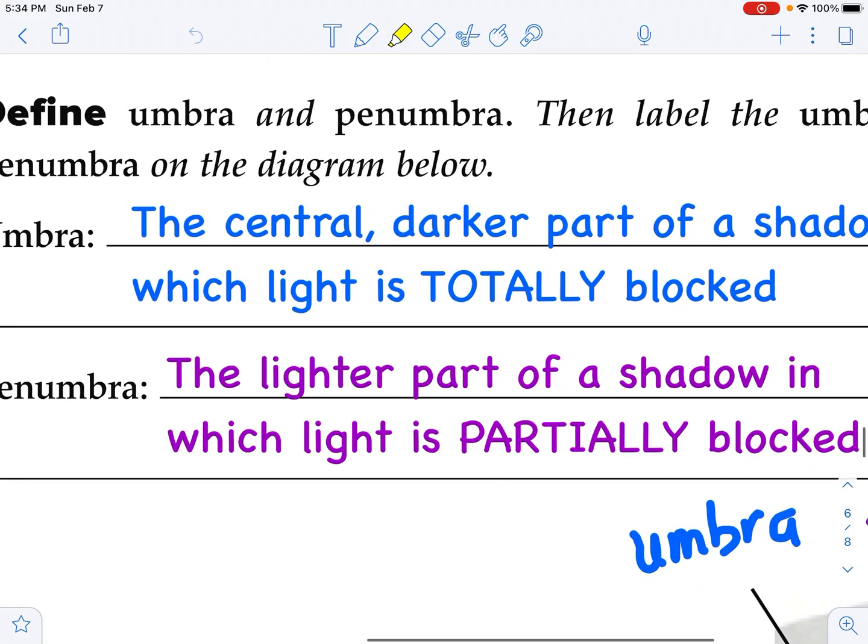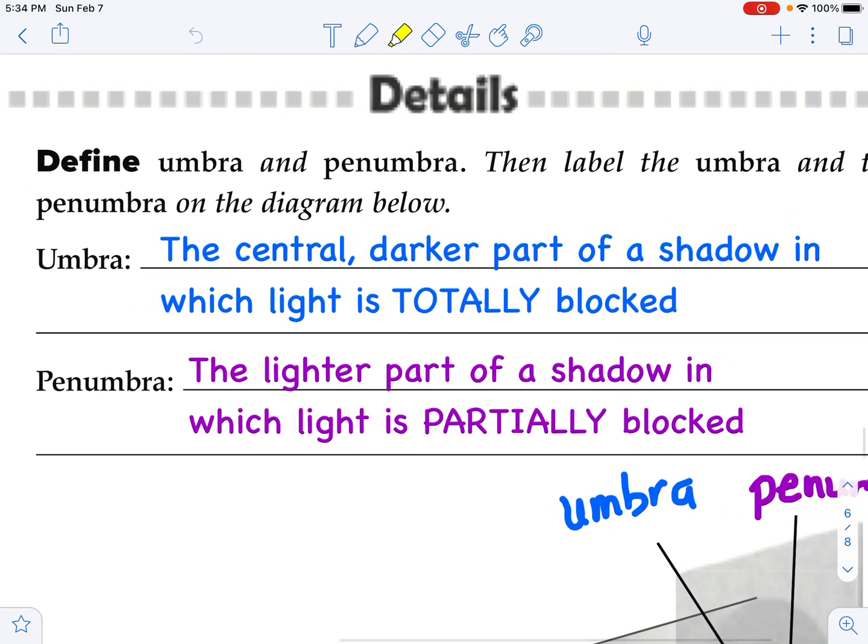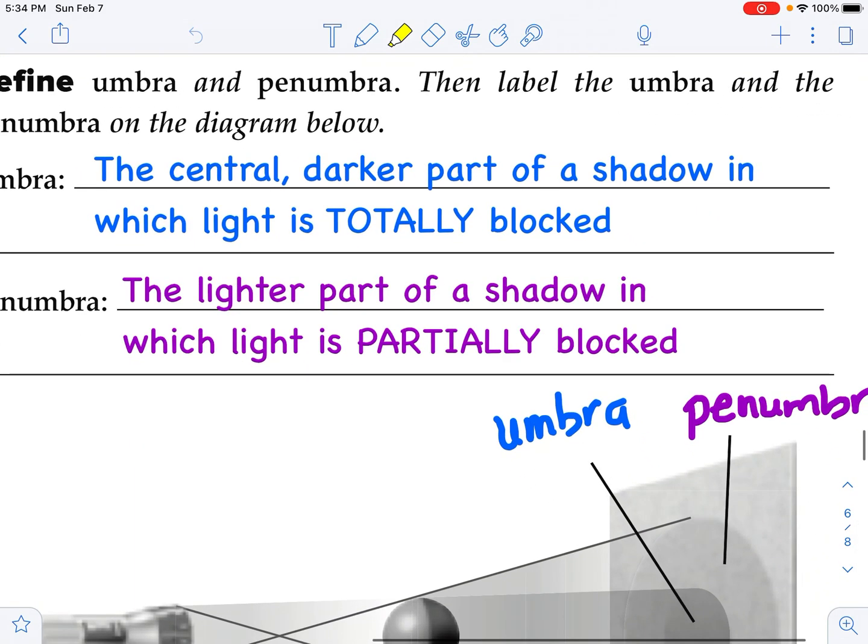I have already gone ahead and written in the definitions. The umbra is the central, darker part of a shadow in which light is totally blocked. And then the penumbra is the lighter part of a shadow in which light is partially blocked. So make sure you stop this video and get this typed in.